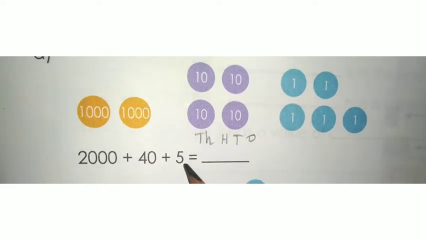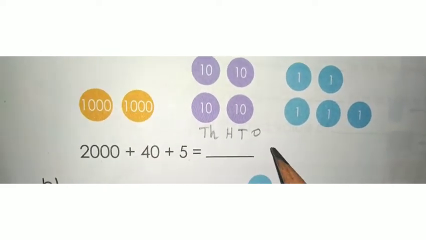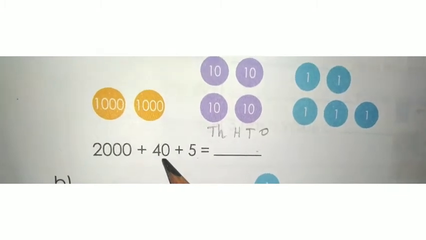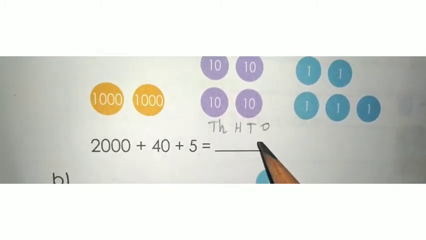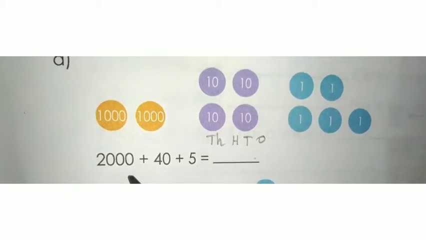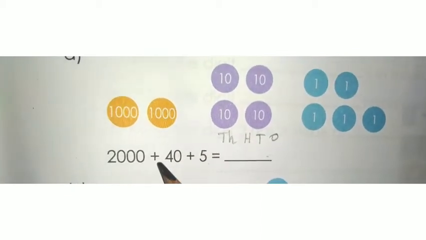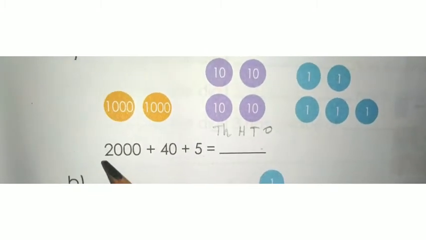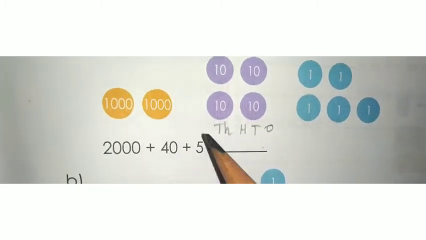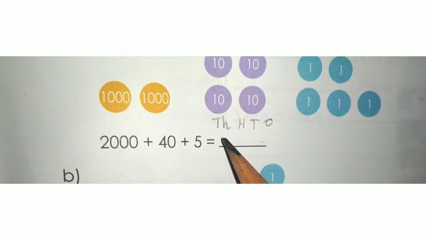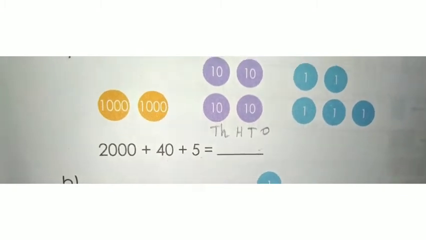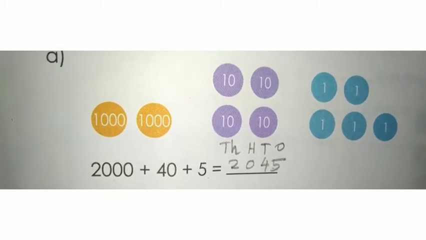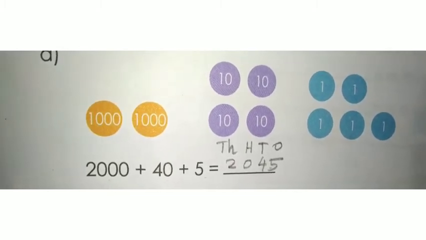correctly. In ones place 5 is there, so you have to write 5 here. In tens place 40 means 4 tens, so you have to write 4 under tens place. Then in hundreds place nothing is there, so you have to write 0 under hundreds place. Then in thousands place 2 is there, so you have to write 2 under thousands place. In this way you have to write the number by adding the given values using place value.